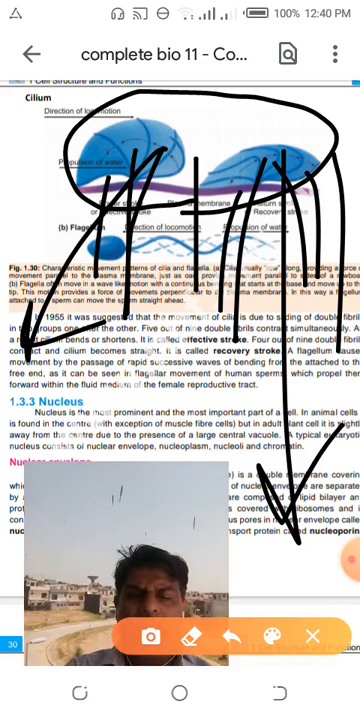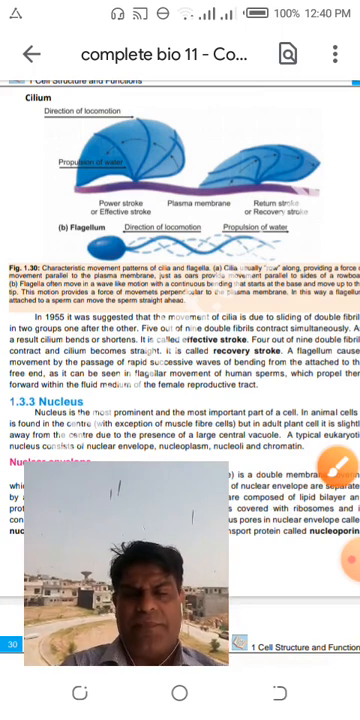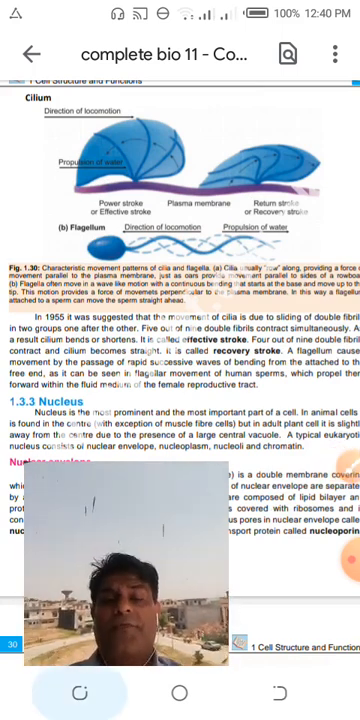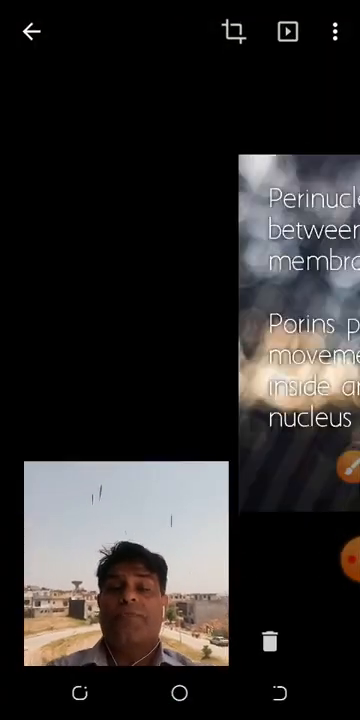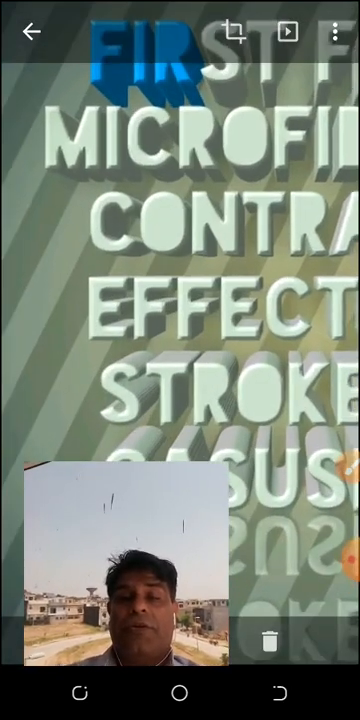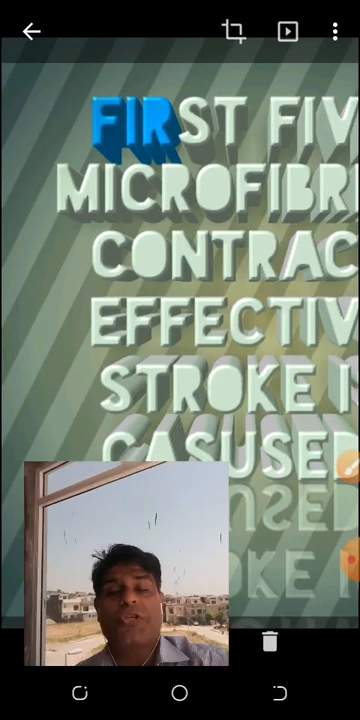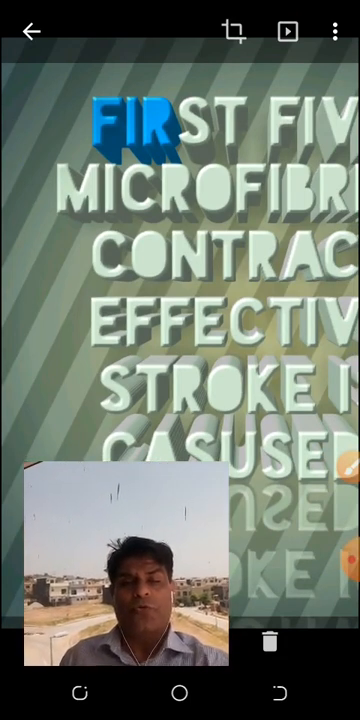Now the reasonable point is, how do they work against each other? Two terms I will use. One is the effective stroke, and one is the recovery stroke. So two terms I will speak of now. I divided the microfibrils, which were 9, which were on the peripheral side, into two main groups.